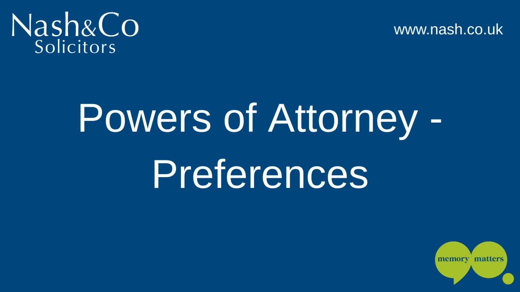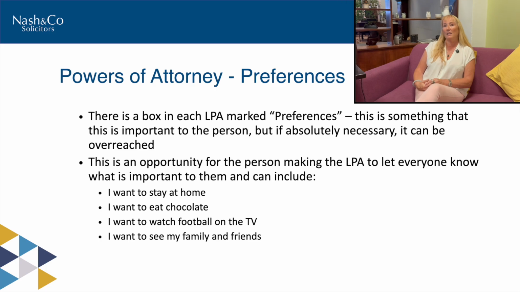So there is another box that's called preferences, which I'm going to come on to talk about in a moment. And anything that might need to be overreached is better in there. But something that's in instructions is something that must happen or must not happen, depending on how it's written. Then you've got the preferences box, and this can include things that you might quite like to have, but they're sufficiently important to you that you want to include them.